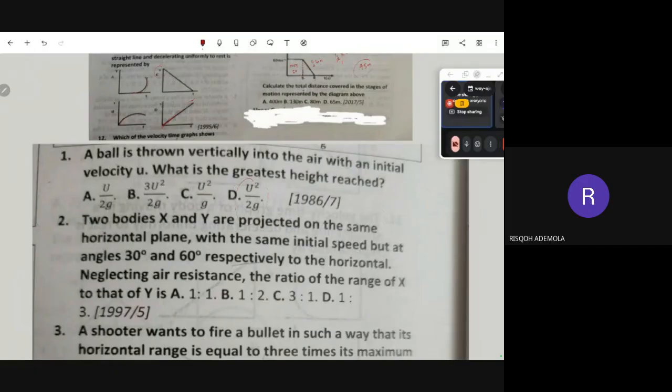Two bodies x and y are projected on the same horizontal plane with the same initial velocity, but at angles 30 and 60 respectively. The ratio of the range of x to that of y is? What do you do? You have to calculate the range individually, at theta 30, then the range at theta 60. What's the formula for range? R is equal to u squared sine 2 theta over g. Someone should calculate the range and tell us the answer.